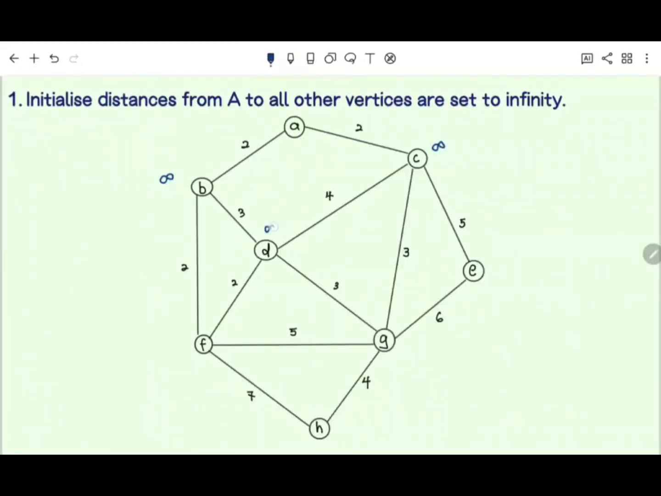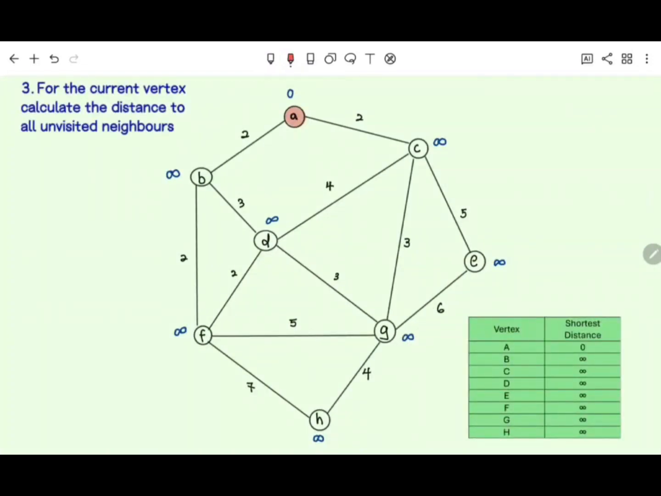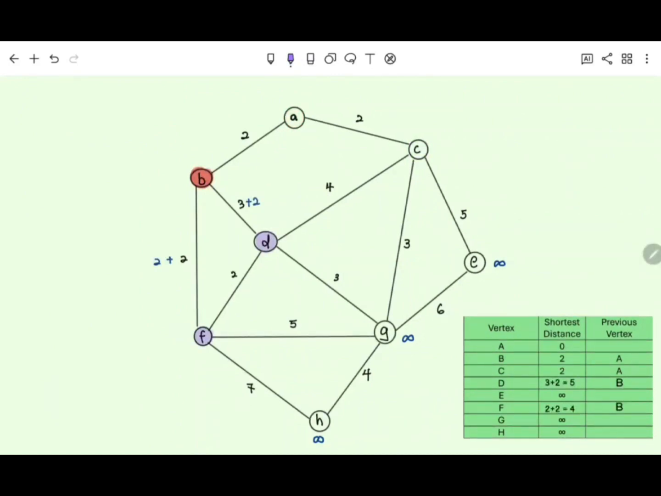First, we set A to 0 because the distance from A to A is 0, and every other distance we set to infinity. Then we start by calculating the distance to all unvisited neighbors of A. The distance from A to B is 2, and the distance from A to C is 2. Now we update the table on the right to mark the previous vertex. Then repeat the process to calculate the distance.